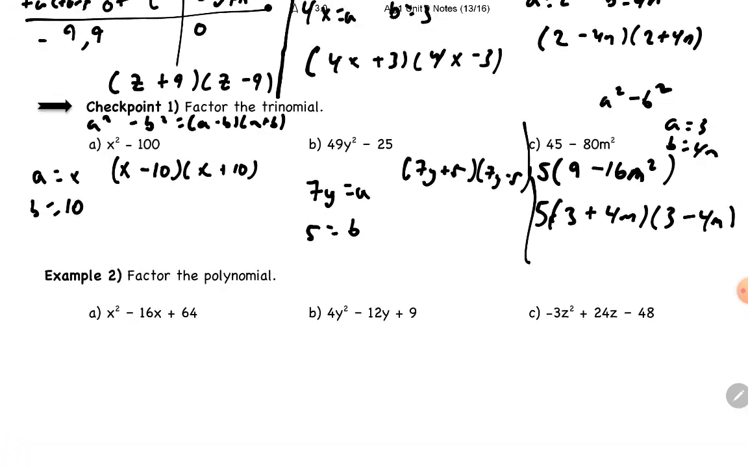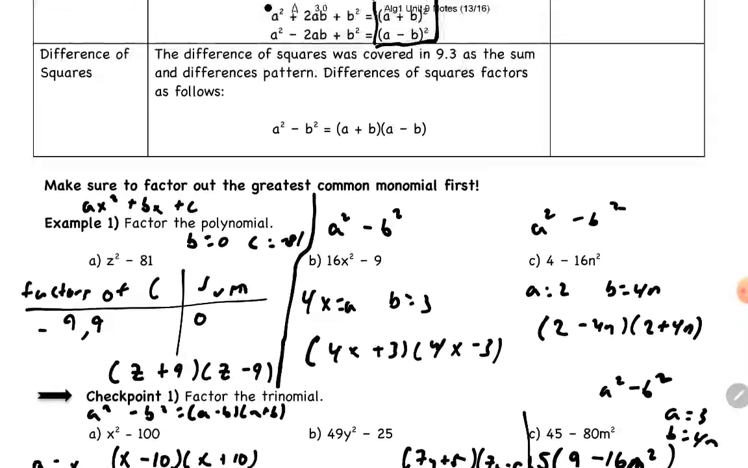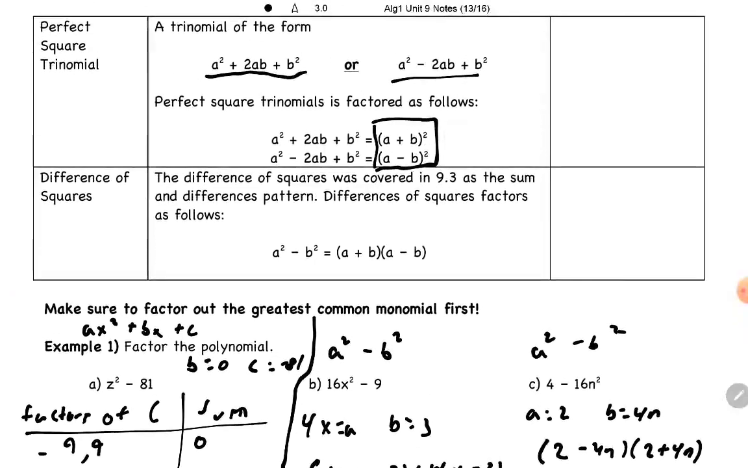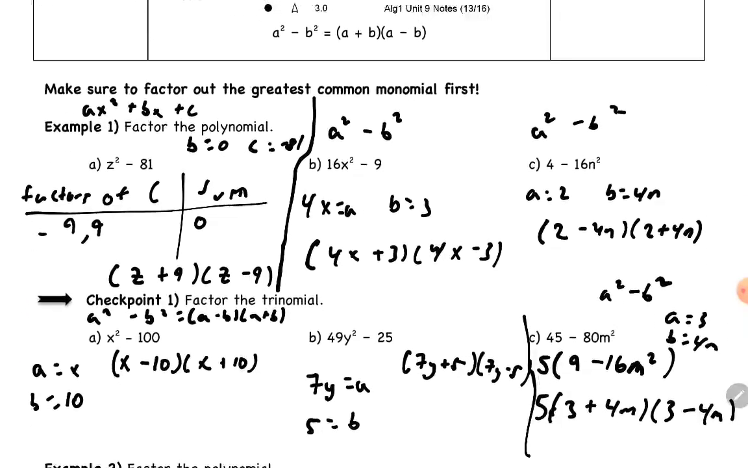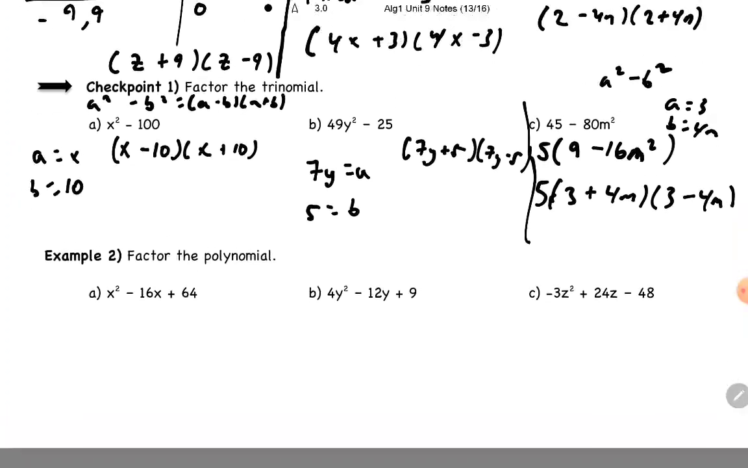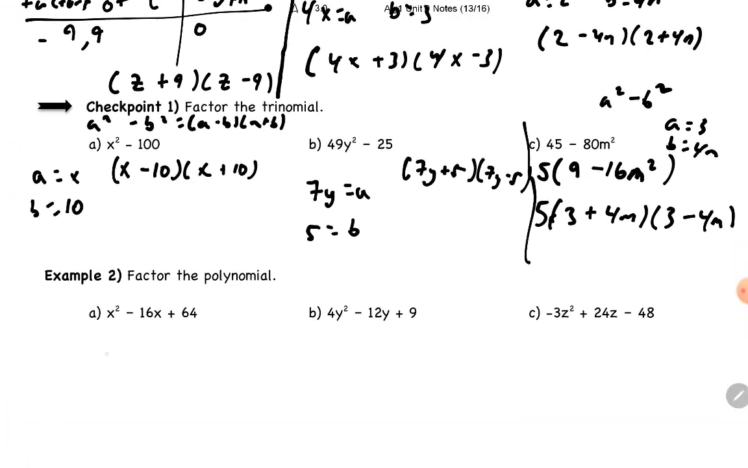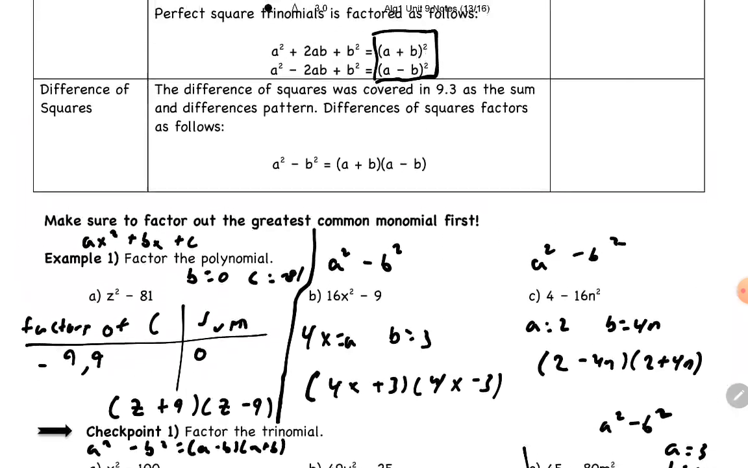So factor the polynomial. Okay, so these follow these formulas up here, the perfect square trinomials. A squared plus 2ab plus b squared. This one, how do we figure out our a and b value? Well, they're factors of 64.